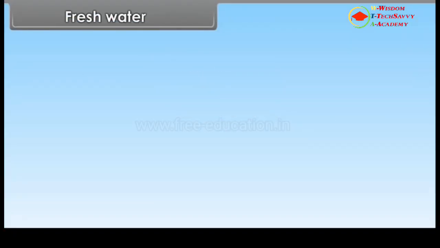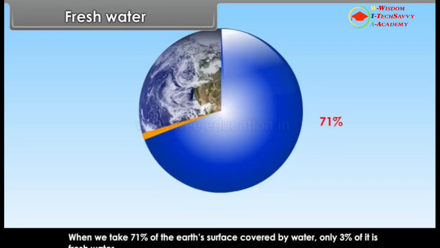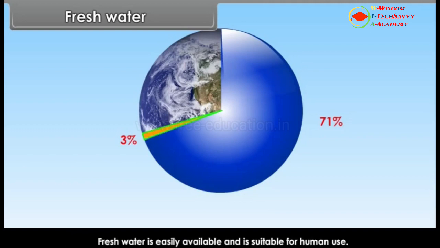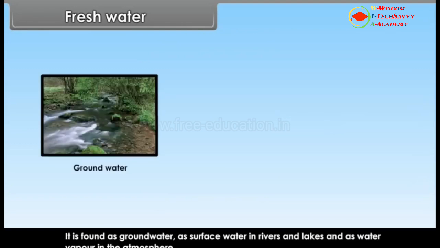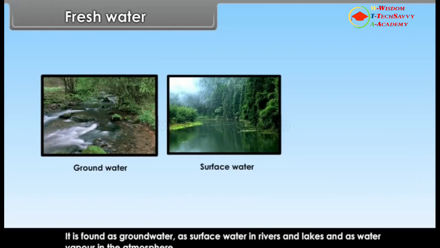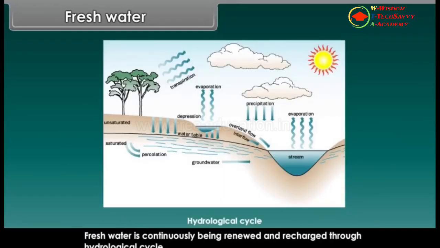Fresh water. Of the 71% of the Earth's surface which is covered by water, only 3% of it is fresh water. Fresh water is easily available and is suitable for human use. It is found as groundwater, as surface water in rivers and lakes, and as water vapor in the atmosphere. Fresh water is continuously being renewed and recharged through the hydrological cycle.